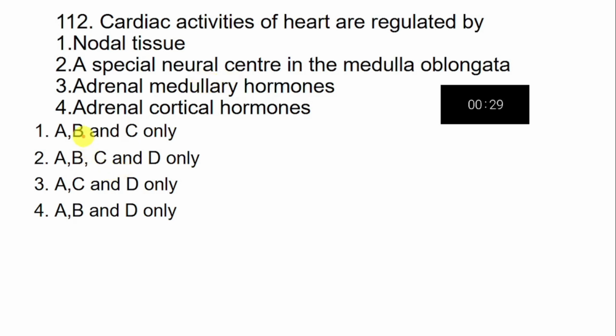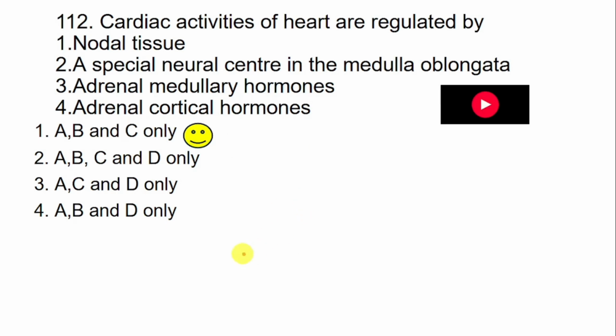So B is in 1 and 2 and 4 also. Then the adrenal medullary hormone. Yes, adrenaline has a direct effect on cardiac activity. The last one is adrenal cortical hormones. The aldosterone and corticosteroids are involved in the regulation of the vascular system, not cardiac activity, but the blood vessels. So we will have to mark 1, 2, and 3, A, B, C. Option 1 is the right answer.